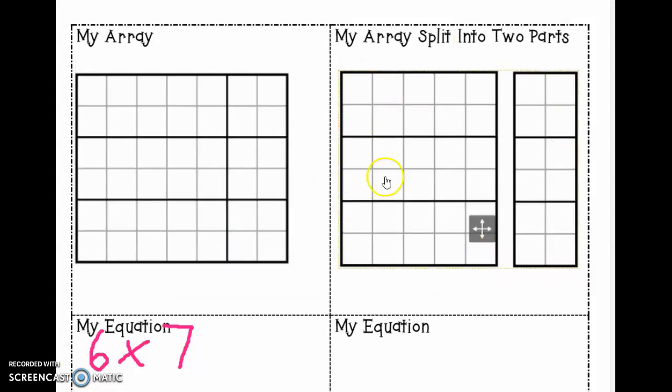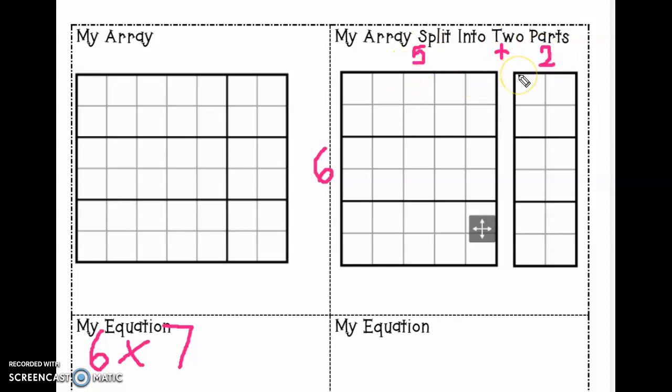So over here in this right-hand spot, I have split our array up into 2 different pieces. Let's count the size of the first array. It is 1, 2, 3, 4, 5, 6. It is still 6 blocks tall. I'm going to put a 6 right here. But now let's count how wide it is. It is 1, 2, 3, 4, 5 squares wide and 2 squares wide.